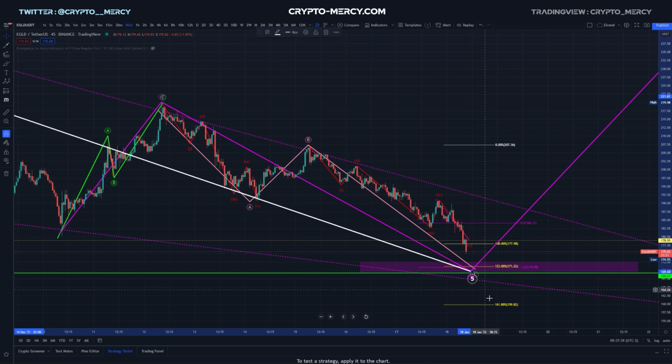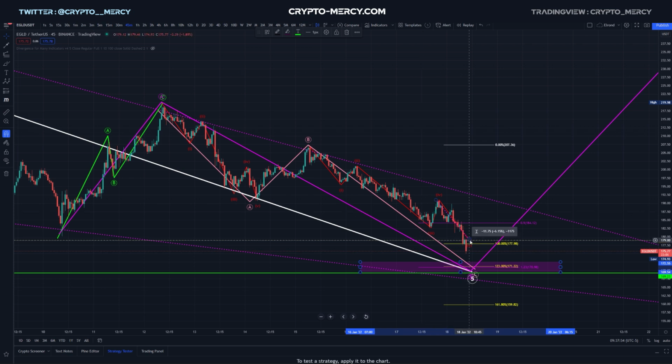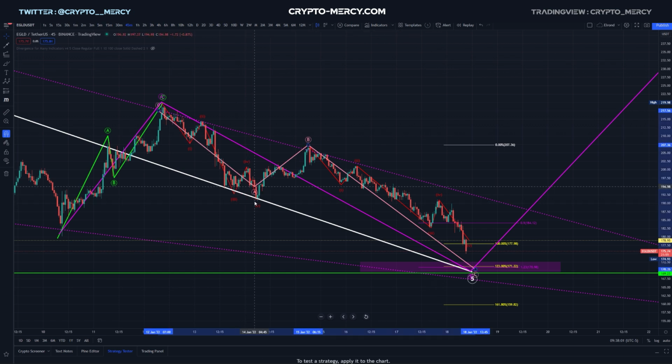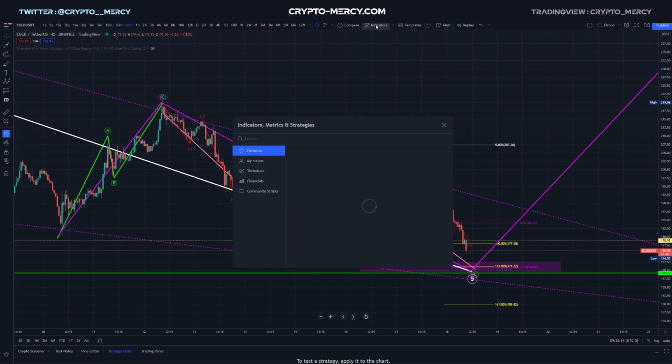All right, 161 is also a possible target, but to do that, we need to break the 169.23, which I don't think we're gonna break. I think we're gonna hold a very good support at that point. Even here, we are starting to see bullish divergence on the RSI and a couple of indicators on higher time frame. Even the daily time frame now is diverging, which is the first sign of a reversal, and we need to consider them.